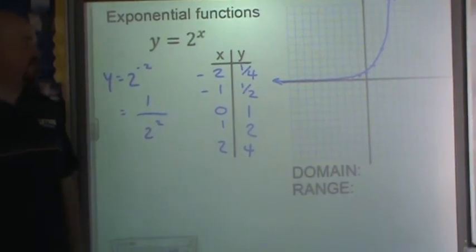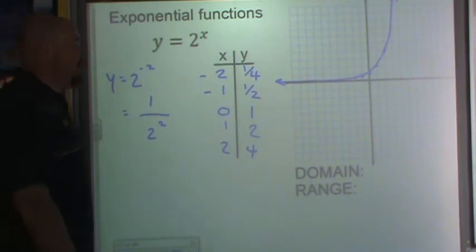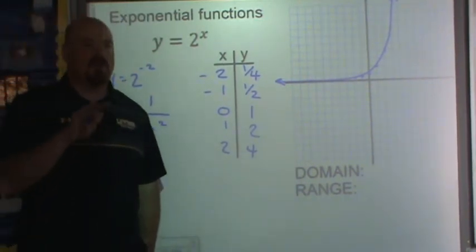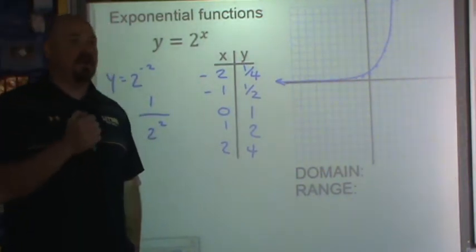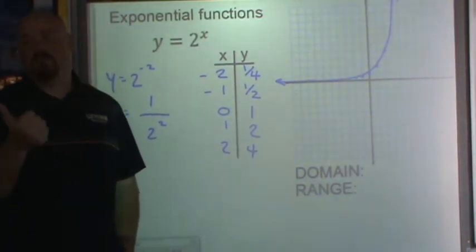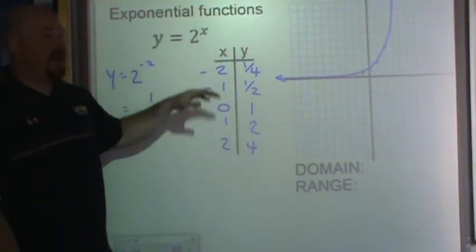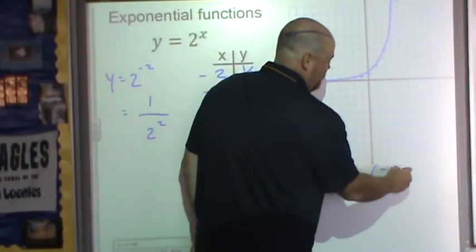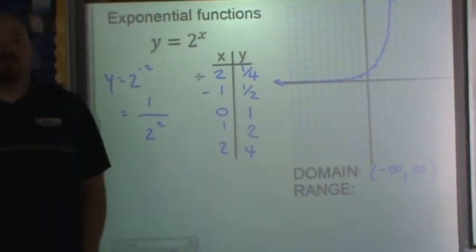That horizontal asymptote is going to become a little bit more important when we look at logarithms here in a minute. So the domain, right? We ask ourselves, what can't happen? And we're talking about fractions, and we're talking about radicals. Do you see any fractions? No. Do you see any radicals? No. So the domain is infinite for an exponential function, from negative infinity to positive infinity.